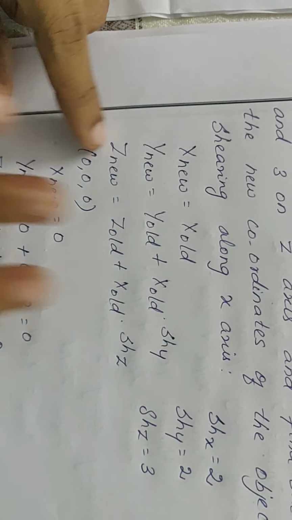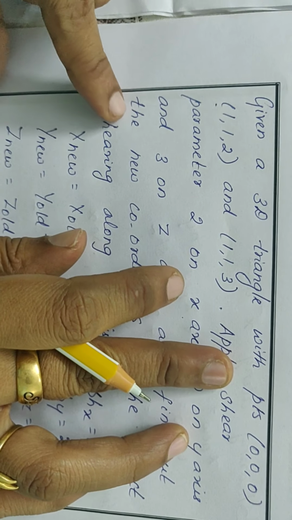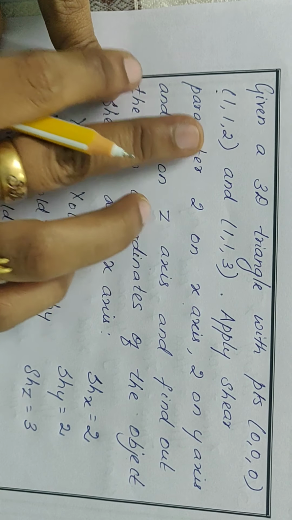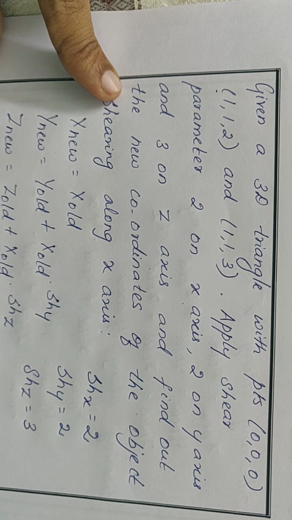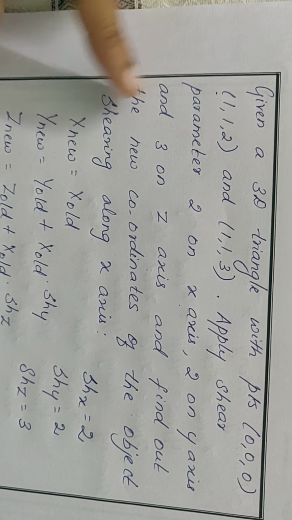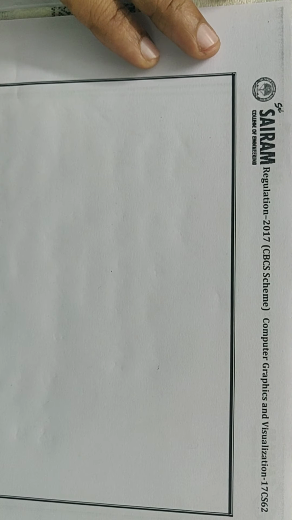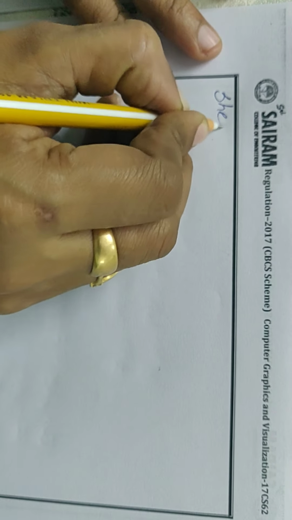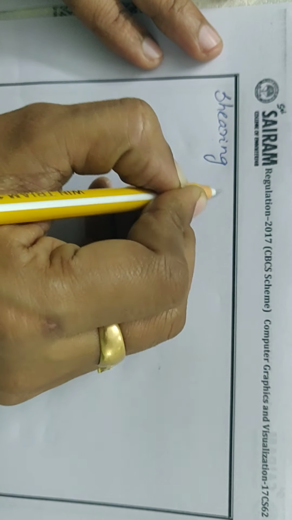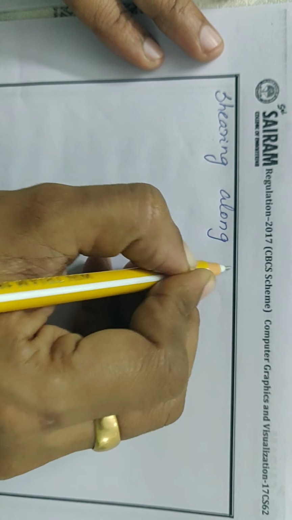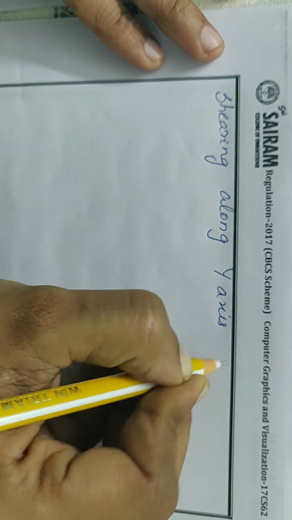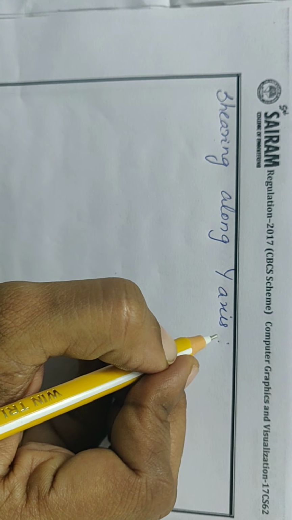So for the given triangle, when I apply shear along the x-axis, I'll get these 3 new coordinates. Next I have to calculate for shearing along the y-axis. I'll write the formula.